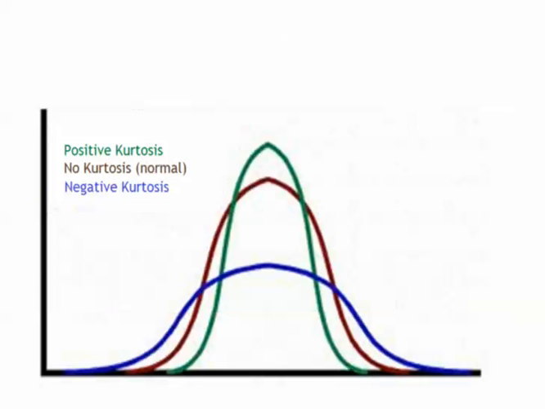I think this is a good picture right here. I got this from a website. This blue line is a negative kurtosis. This red line right here is a normal distribution, and this green line here is a positive kurtosis.